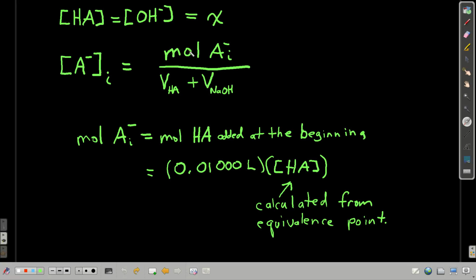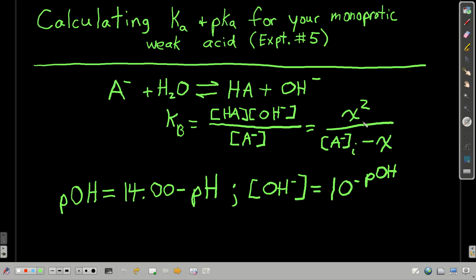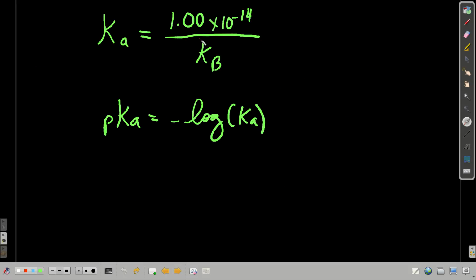Once you know these, you can get your initial concentration of your weak base, you know your x, plug in, and you get your Kb. Once you get your Kb, Ka is just Kw, 1 times 10 to the minus 14th, divided by Kb. Once you know Ka, then pKa is negative log base 10 of that, and that should do it for you.